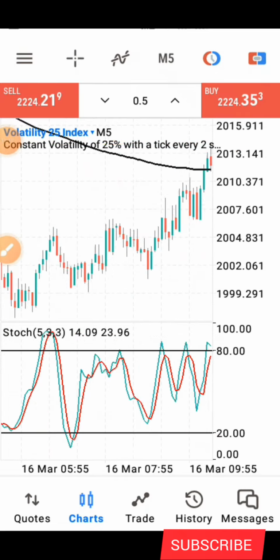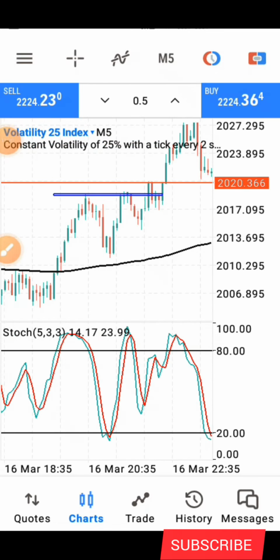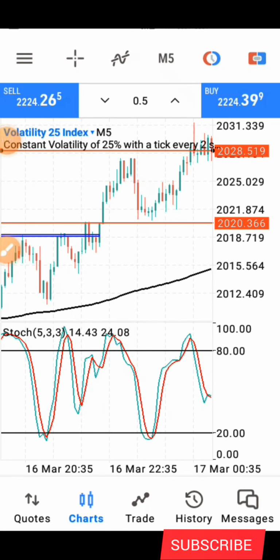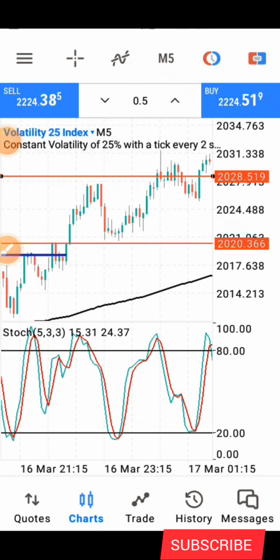All right, so now let's go forward and see what happened there. You can see it came back, retested, and then it eventually broke that area.